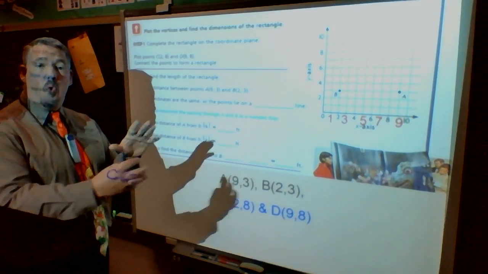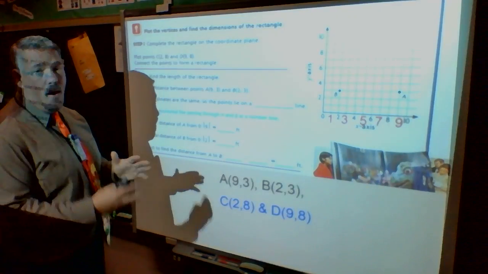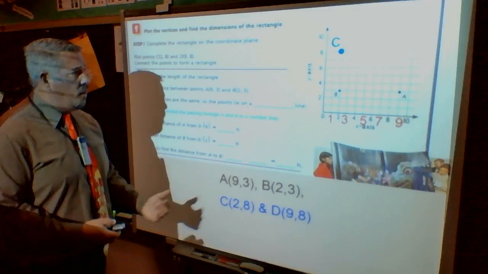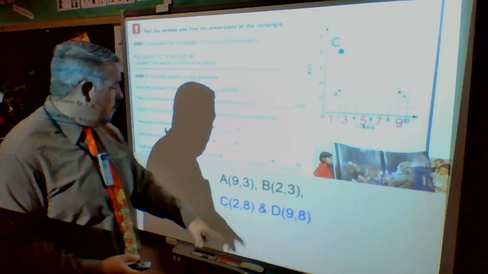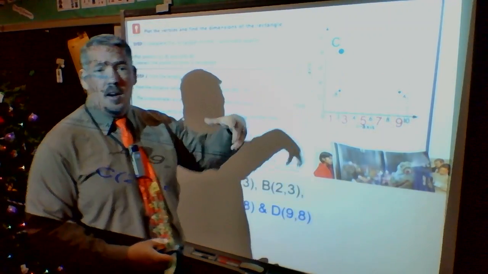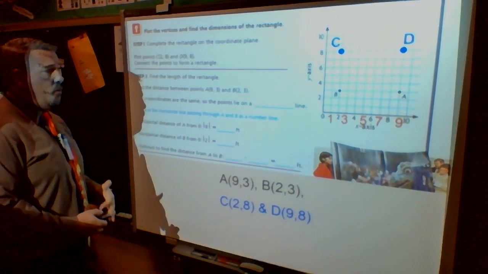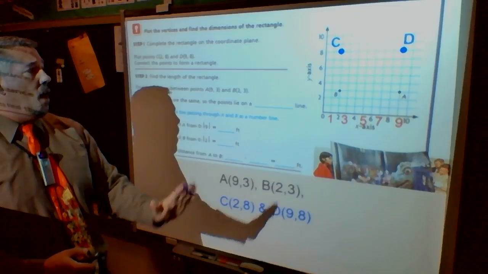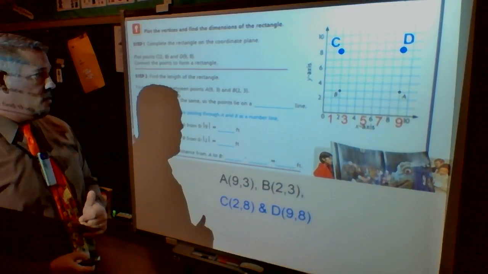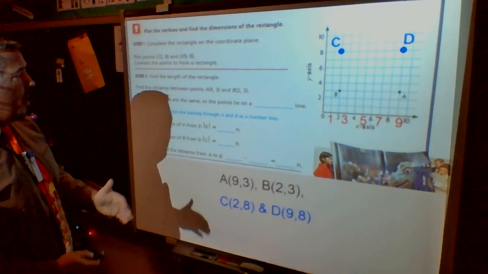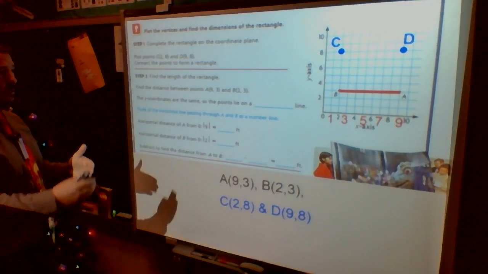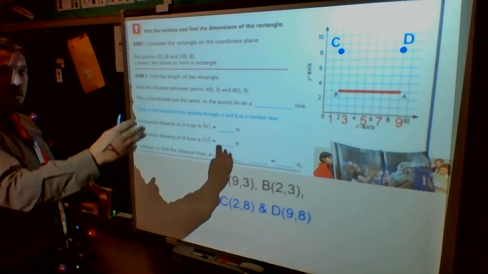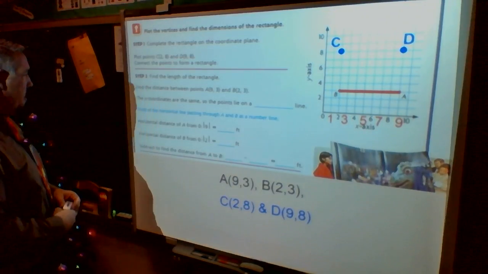Notice I'm only dealing with quadrant 1 on this set, so I don't have any negatives going on here. So when I plot C, I would go straight forward 2, and then go up to the 8 and put my point. And when I plot D, I would go straight forward 9 since it's positive, and then go up 8 since it's positive as well. So when I make my shape, I see that B to A, B to C, C to D, I indeed do have a rectangle.